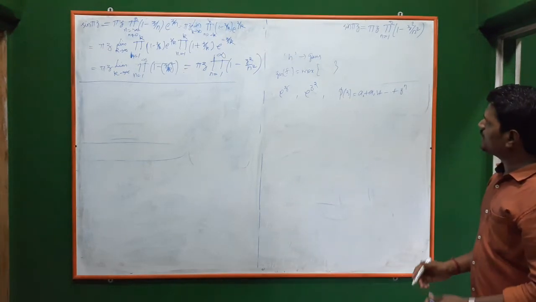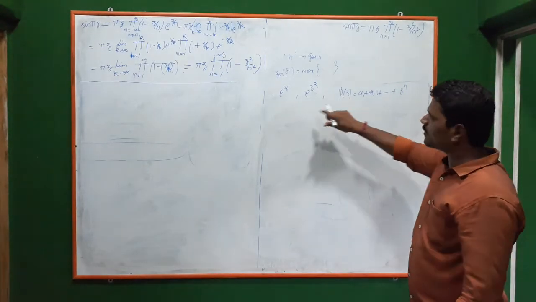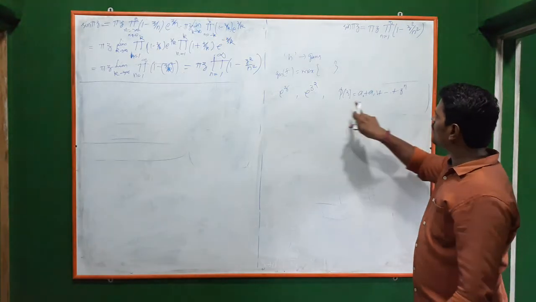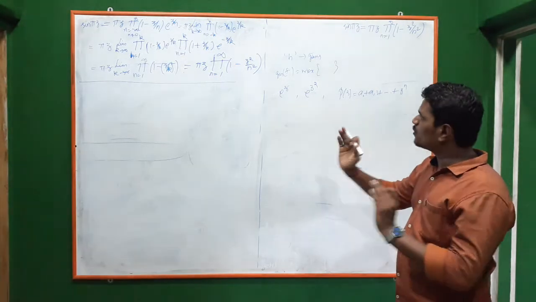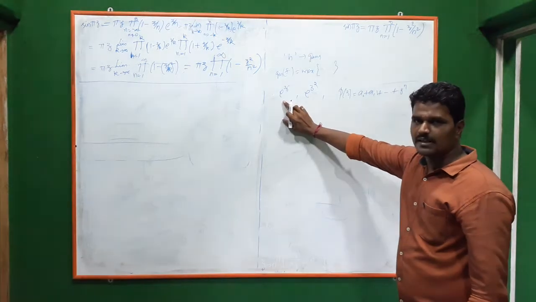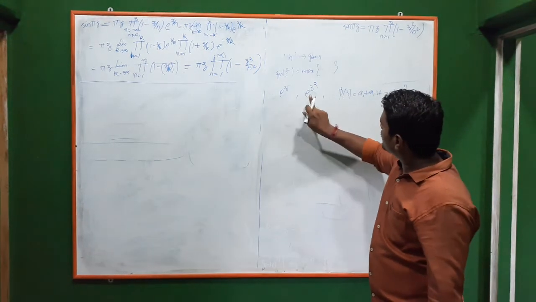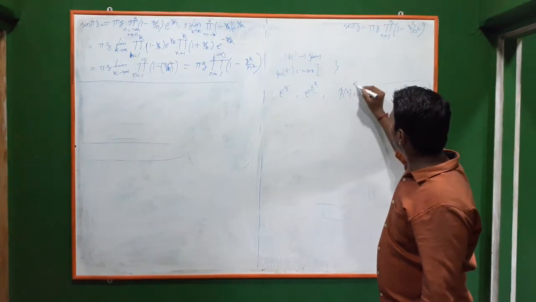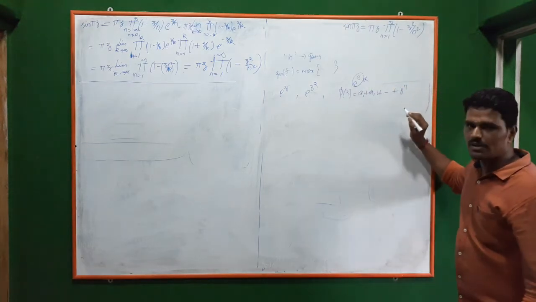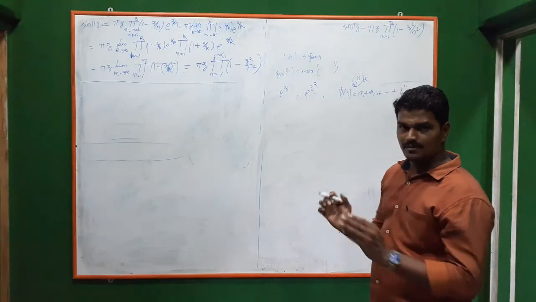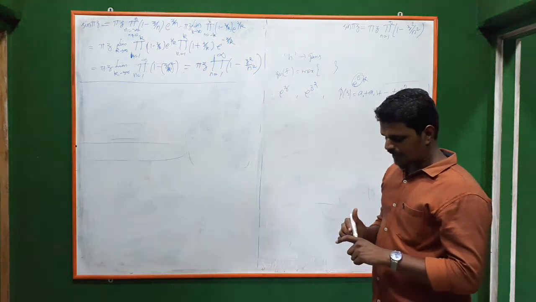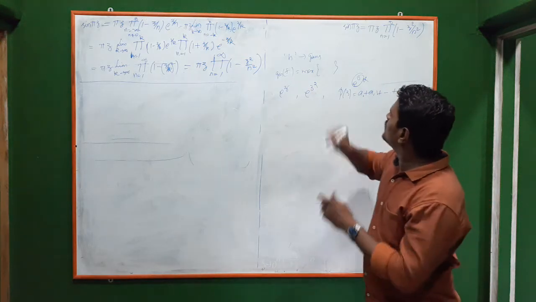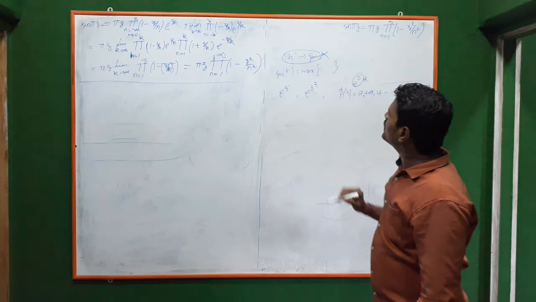These are all entire functions, correct? But there is no product representation for these. There is no product here, only e^z is there, and here also e^0, nothing else is there. So the thing is, the product is not there. When the product is not there, there is no genus of this type. This won't be there.